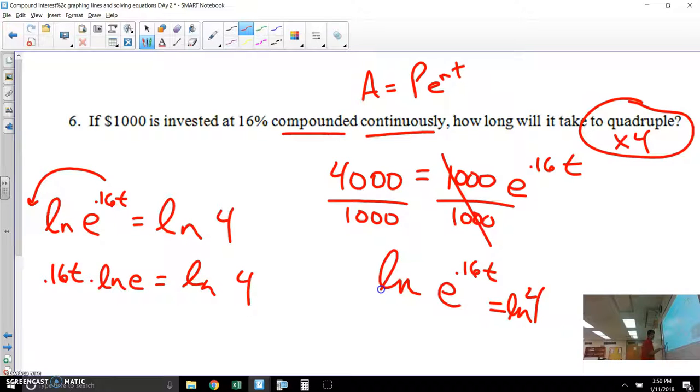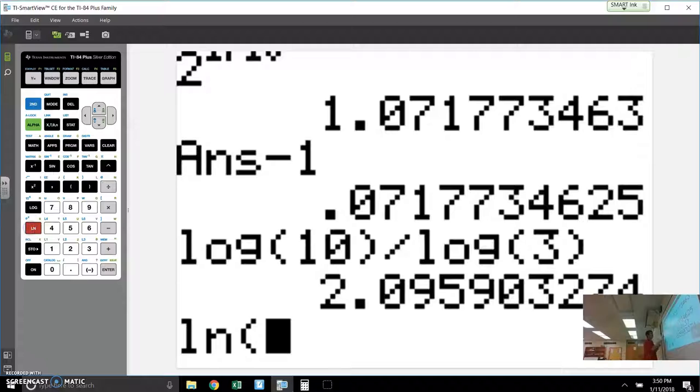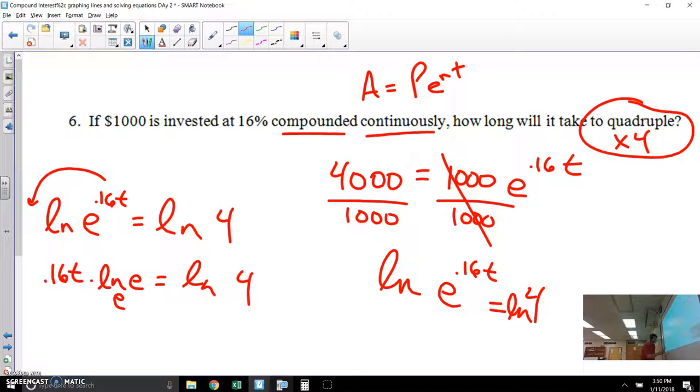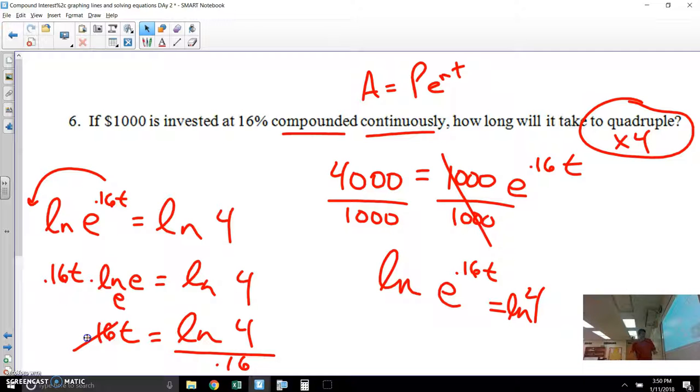So natural log of e, if this has an e here, e to the what power is still e, and that is 1. Natural log of e is just the number 1, okay? It just kind of cancels out. So this is kind of like 0.16t times 1, and times 1, I really don't even need to write it. That's what equals natural log of 4. Well, natural log of 4 is a number, and I can divide that number by 0.16, and then I have the time solved for.